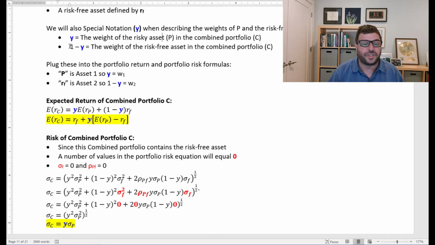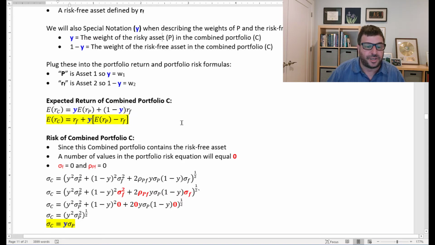So we're going to plug these into our portfolio return and portfolio risk formulas. And since P is essentially asset 1, instead of having W1, we're going to have Y. And since RF is essentially asset 2, we'll have 1 minus Y instead of W2. And so the expected return of our combined portfolio is the weight of the first asset times its return, plus the weight of the second asset, which is 1 minus Y, times its return.